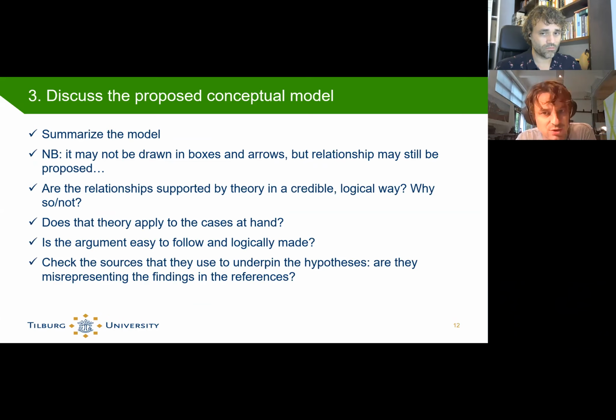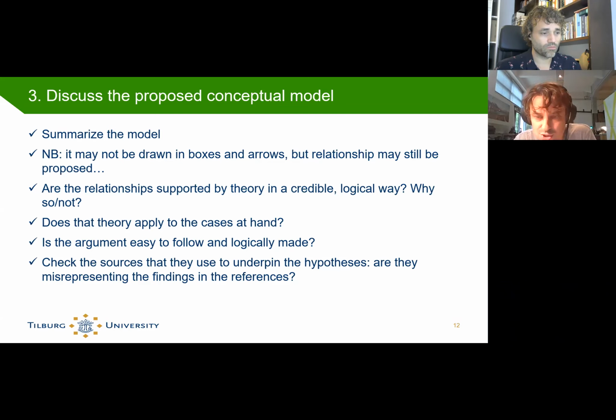So how well do they do so, right? Are those relationships supported by theory? Or are they loosely argued, by logical reasoning themselves? Do you think that is credible and logical, and can you challenge their arguments? For example, sometimes they use theories from other fields, and sometimes those theories, if you take a closer look, are not really applicable, right? So check that. Or is it easy to follow and logically made, or can you counter argue again?